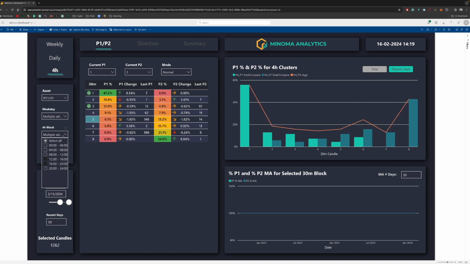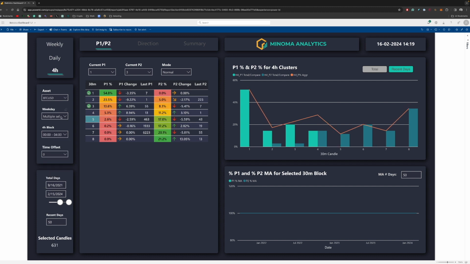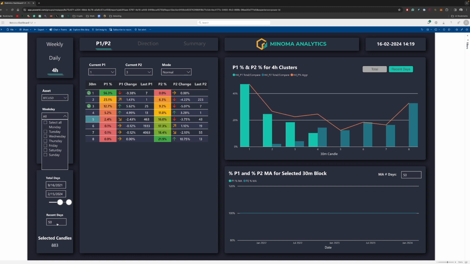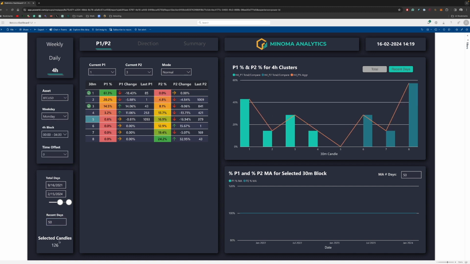There you go, 1262. Keep in mind that you don't let this go too low. It's fine to select one. I think the real moment where it goes is where you start selecting single days with this. So you can see if one 4-hour block in one day, then it's only 126 candles. And as you know by now, the fewer candles you have, the less data.